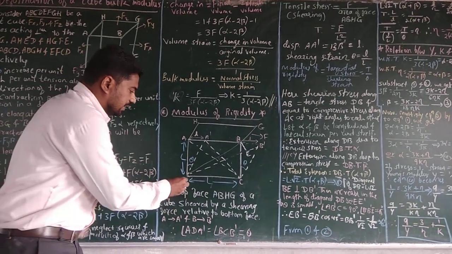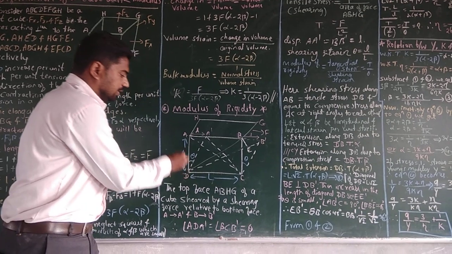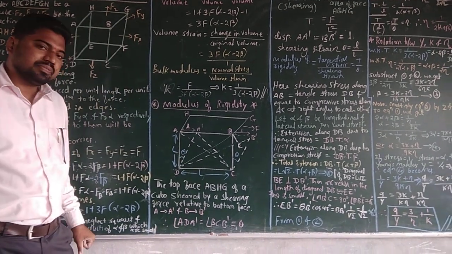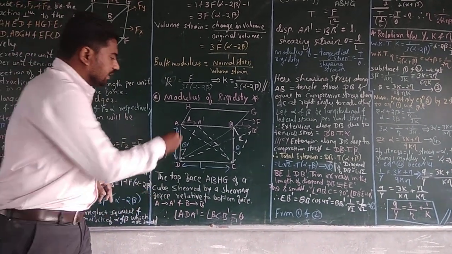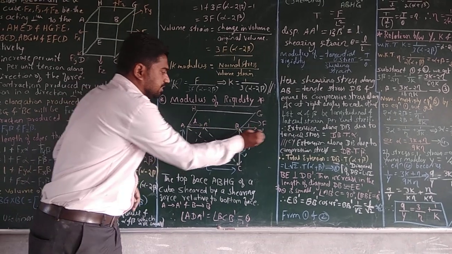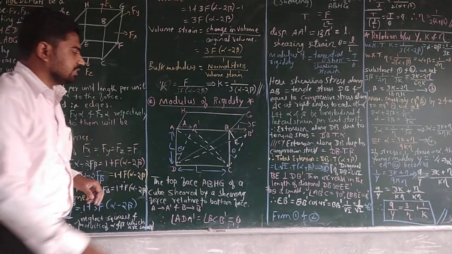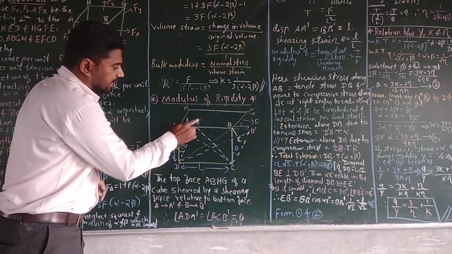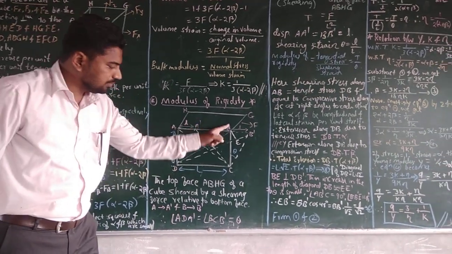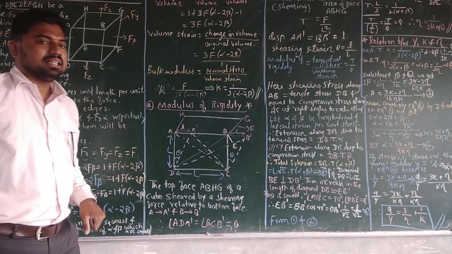Okay, see here, length and breadth are the same, that is capital L. Therefore, if A changes to A dash and B changes to B dash, then the angle A D A dash is equal to theta. Similarly, angle B C B dash is also theta.